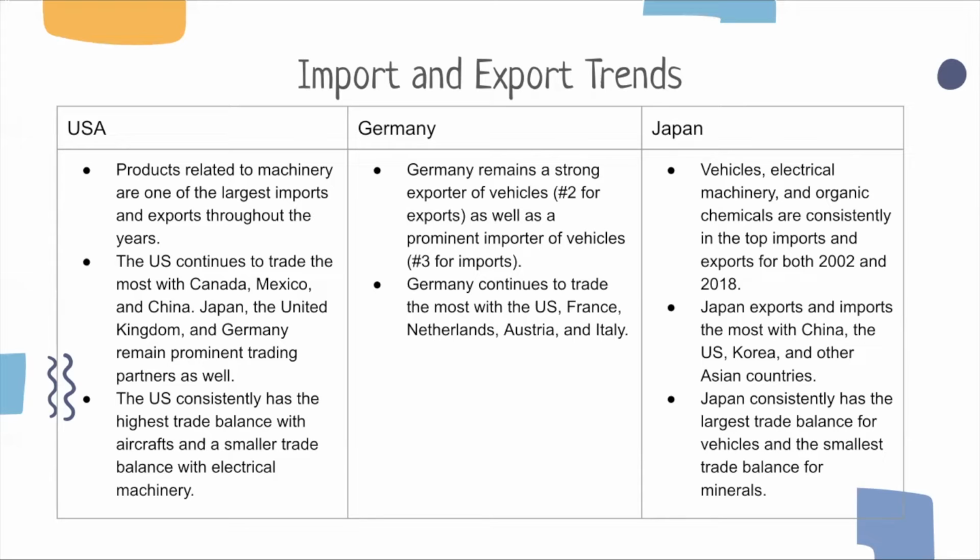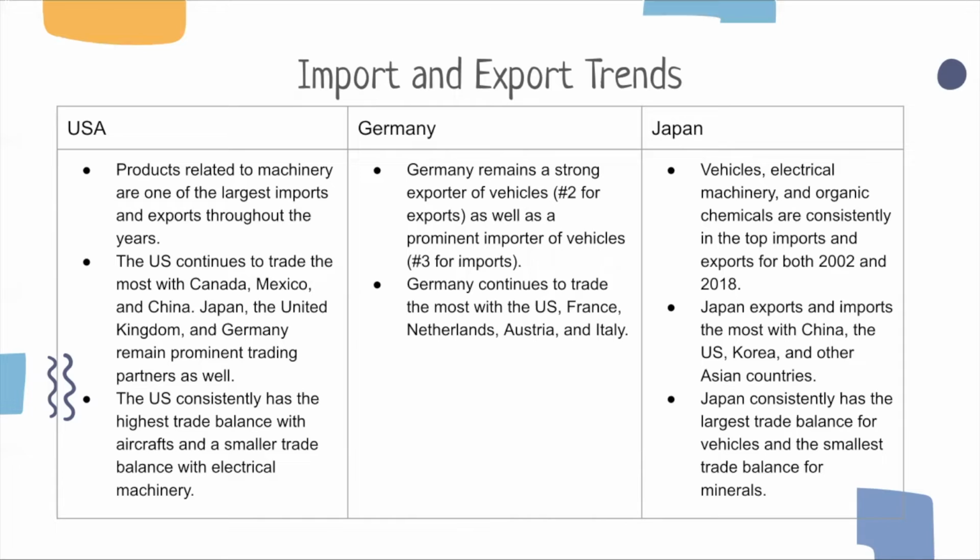So now looking at Germany, some of the regularities that continue the trends for Germany can be explained from what we learned in lectures. So we saw that Germany remains to be a strong exporter of vehicles and a prominent importer of vehicles. So it might seem strange that they would export and import the same commodity, but as we learned, intra-industry trade illustrates that small product differentiations is what leads to trade. So this means that Germany may specialize in one aspect of vehicle manufacturing, but would still need to trade with another country that specializes in another aspect of vehicle manufacturing.